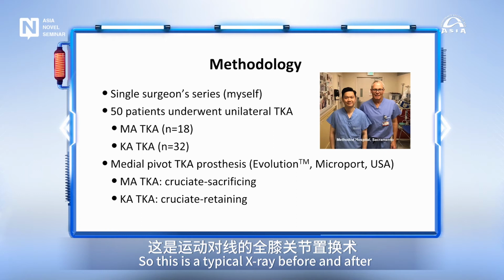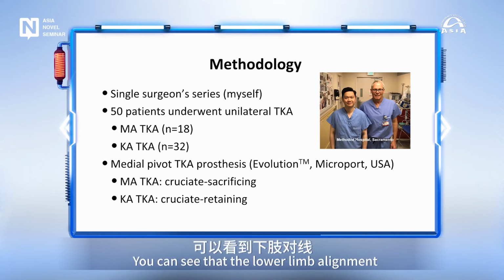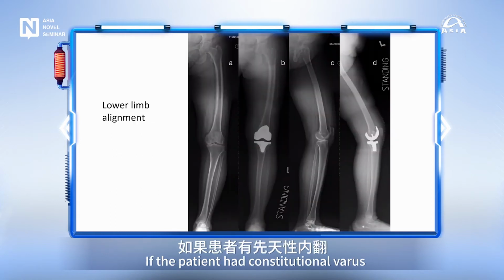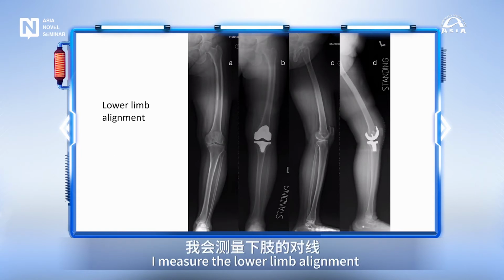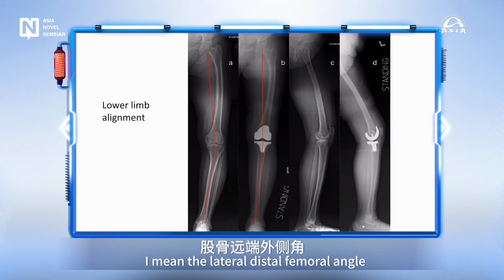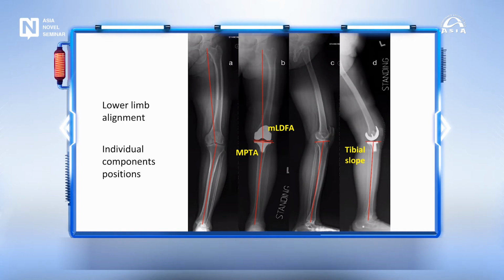So this is a typical X-ray before and after KA-TKA. You can see that for the lower limb alignment, I didn't chase after a neutral alignment. If the patient had a constitutional varus, then I left it like that. On the pre-op and post-op X-rays, I measured the lower limb alignment, the lateral distal femoral angle and the medial proximal tibial angle, and also the tibial slope on the post-op X-ray. So here is a bit of a summary of these results.